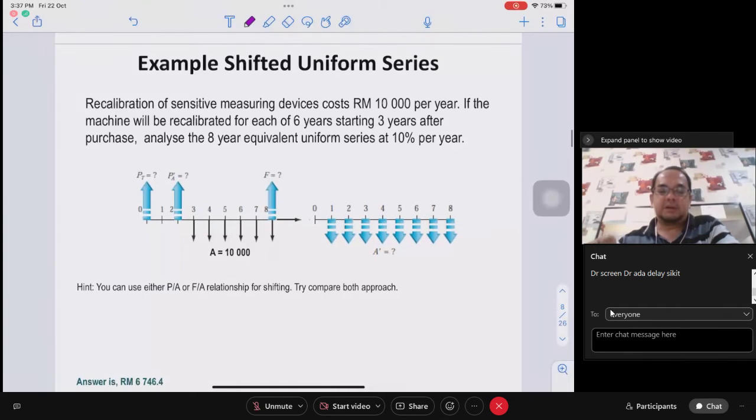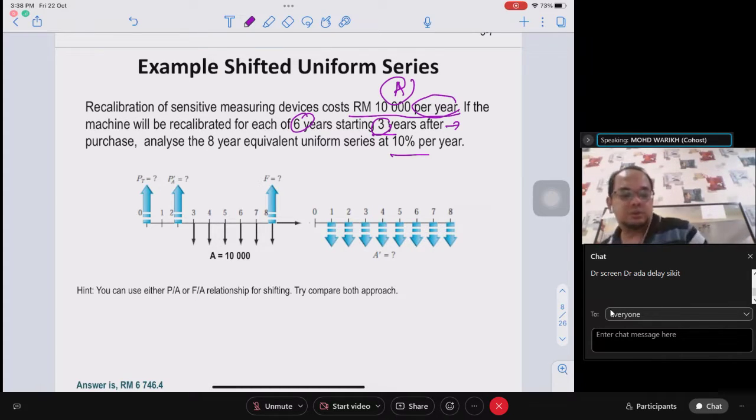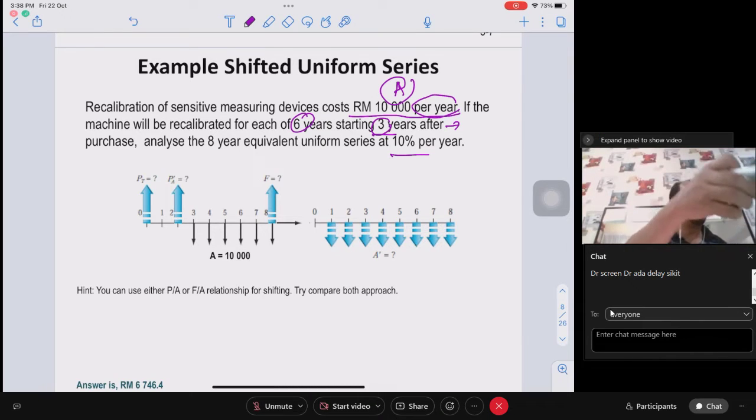So this is an example. Recalibration of a sensitive measuring device costs 10,000 ringgit per year. The keyword is per year, so it's A. If the machine will be recalibrated for each of 6 years starting year 3, that means from year 3 until year 9, because the number is 6 years. And analyze the 8-year equivalent uniform series at 10% per year. Then you can draw the cash flow diagram.